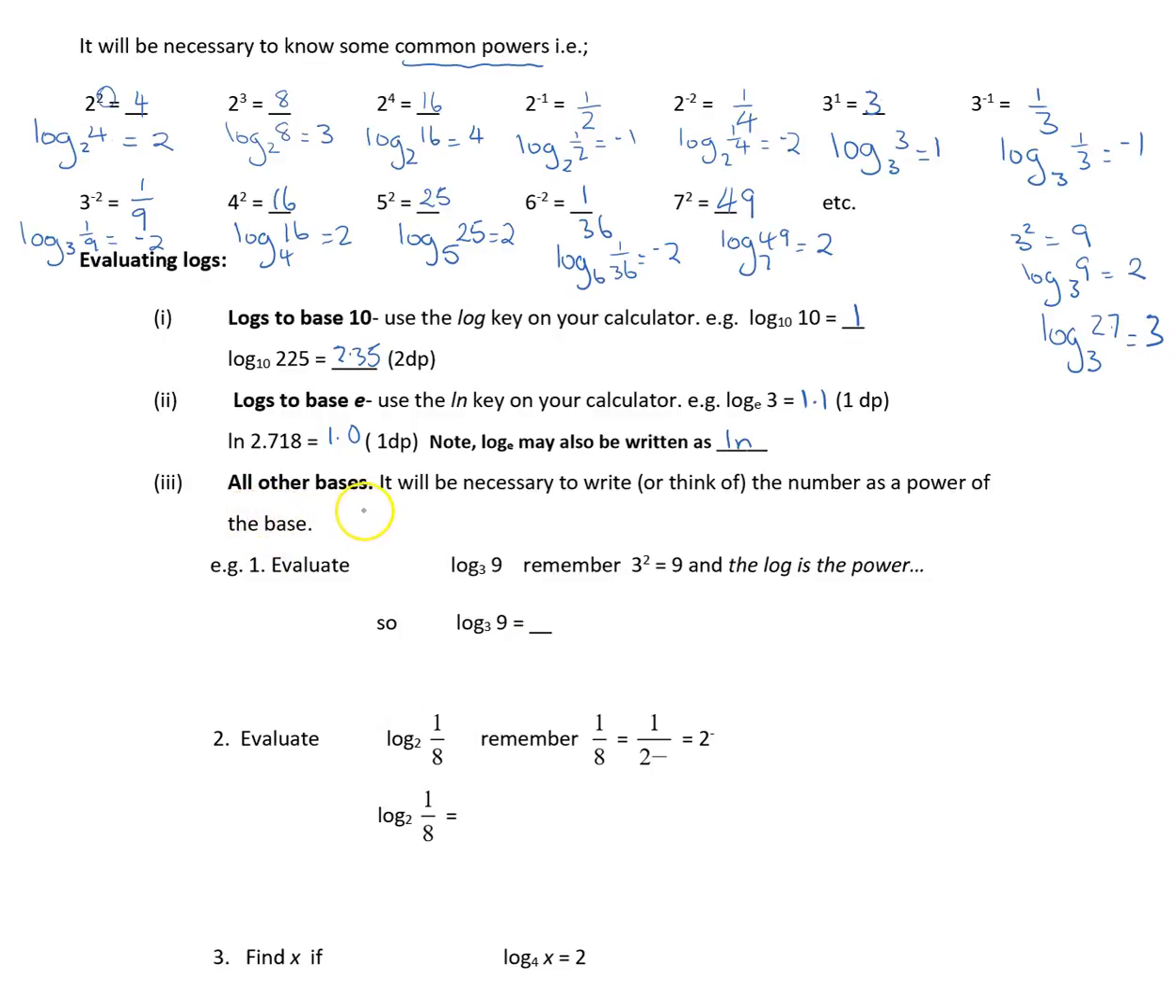We'll see later a thing called the change of base, and that will be necessary if we need to use the calculator later. But for now, evaluate the log of 9 to base 3. So you know that 9 is 3 squared, so the log is the power. The log to base 2 of 1/8, we know that 1 over 8 is 1 over 2 to the power 3, which is 2 to the minus 3. So the log of 1/8 to base 2 is minus 3.